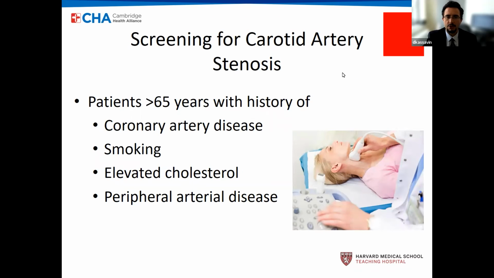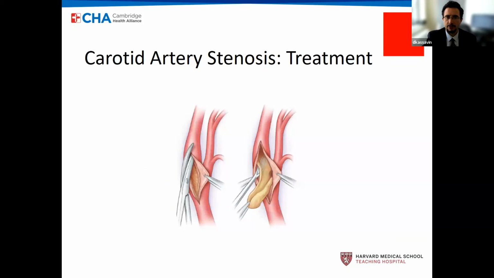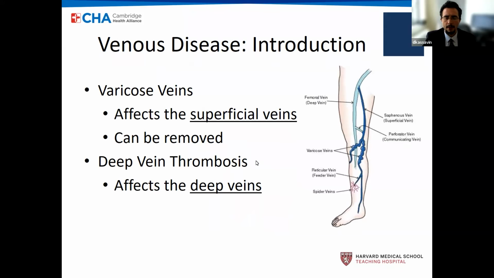So who do we screen for this disease process? Patients who are greater than 65 years of age and have a history of coronary artery disease, those who have smoked, have an elevated cholesterol level, or have peripheral arterial disease. And the mainstay of surgical treatment is what you see over here. This is called a carotid endarterectomy, where an incision is made to expose a blood vessel, and this blood vessel is opened up and the plaque is physically removed, and that blood vessel is subsequently closed up again.